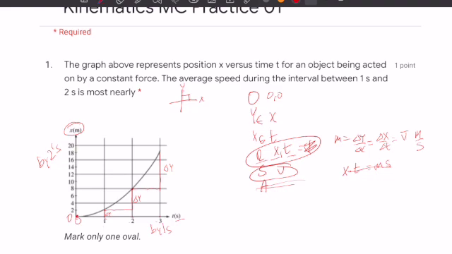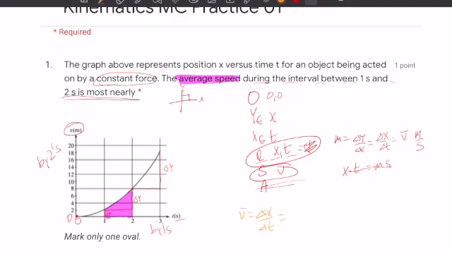All right, so now the graph represents an object being acted on by a constant force, okay? The average speed during the interval between 1 and 2 seconds. So between 1 and 2 seconds now, 1 and 2 seconds is this. So that's what they're looking for. They want the average speed. Well, the definition of the average speed is the displacement over the change in time.